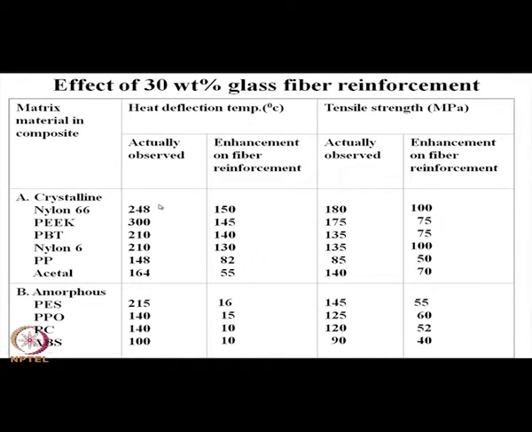Now, let us look into some properties of the composites, the effect of fiber loading on the properties of the composites. Here two different properties are shown, heat deflection temperature and tensile strength, and the matrix materials in the composites: nylon 6, polyether ether ketone, polybutylene terephthalate, nylon 6,6, polypropylene, acetal. These are crystalline matrix polymers, and the polymers in the amorphous state are polyether sulfone, polyphenylene oxide, polycarbonate, acrylonitrile butadiene styrene, and a terpolymer.